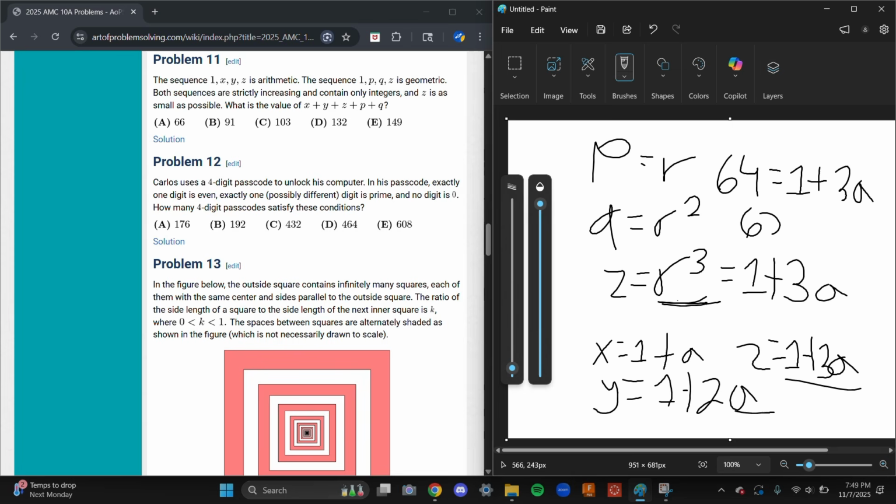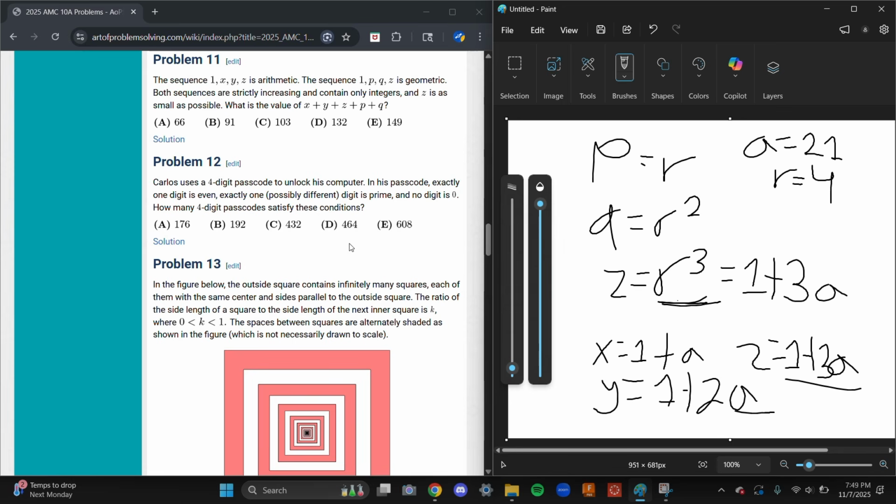So 63 is going to be equal to 3a. That means a equals 21. So a equals 21 and r equals 4. With that, we have our answer. So the common difference is 21, and the common ratio is 4. So pretty standard problem here.